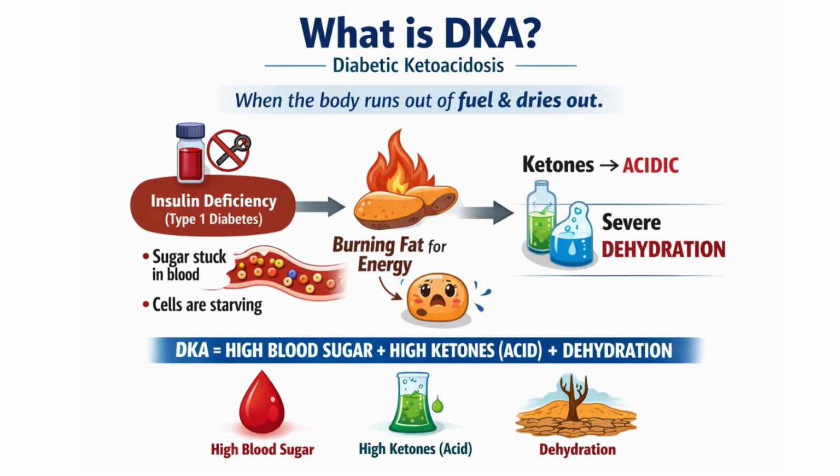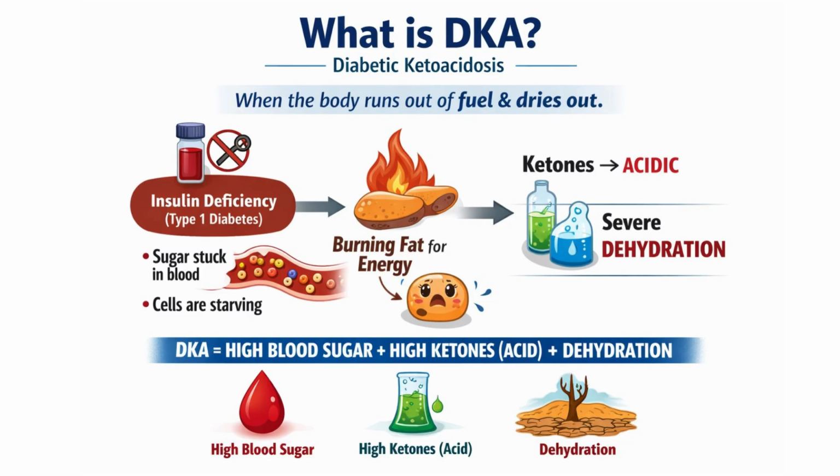Insulin is very important. Insulin works like a key. This key allows sugar, also called glucose, to enter the body's cells. The cells use this sugar for energy. When there is no insulin, the key is missing. Because the key is missing, sugar cannot enter the cells. The sugar stays stuck in the blood. This causes the blood sugar level to rise very high. Even though there is a lot of sugar in the blood, the cells cannot use it.